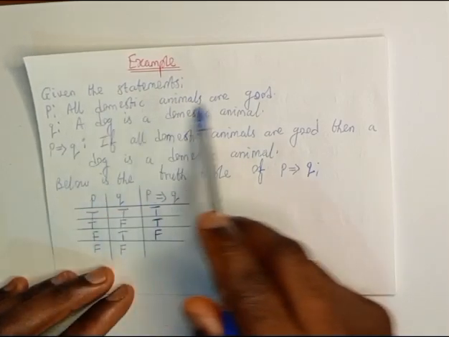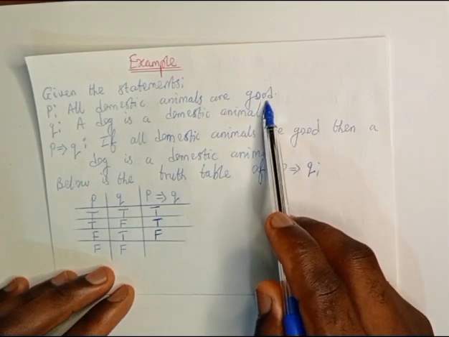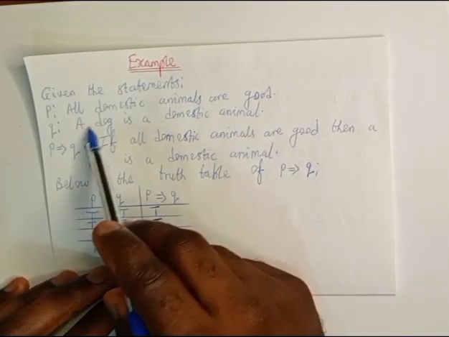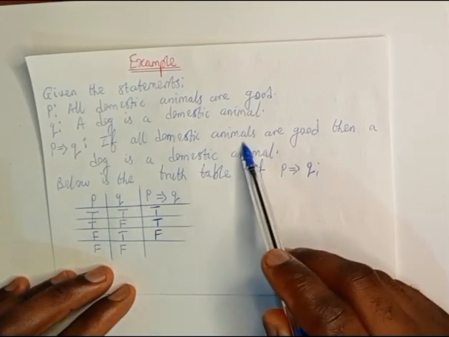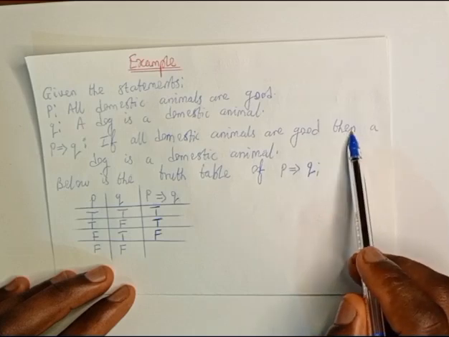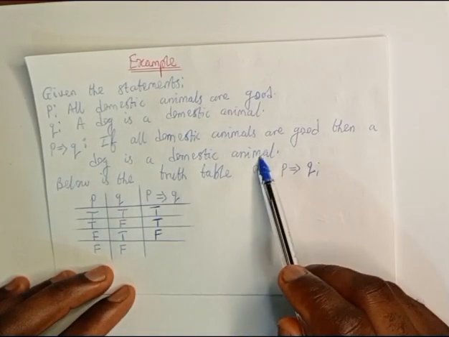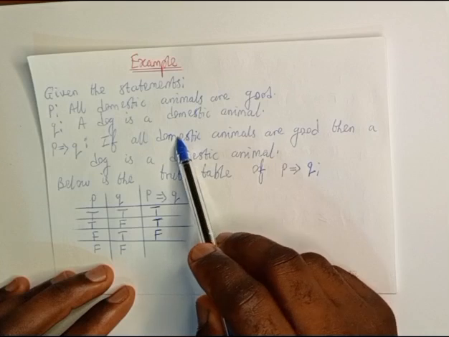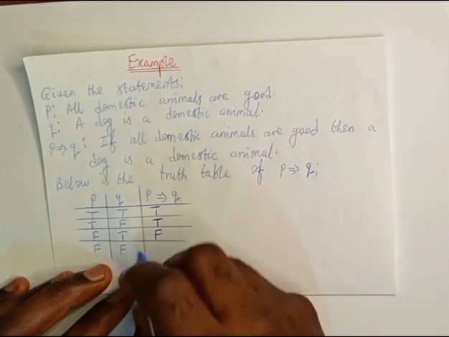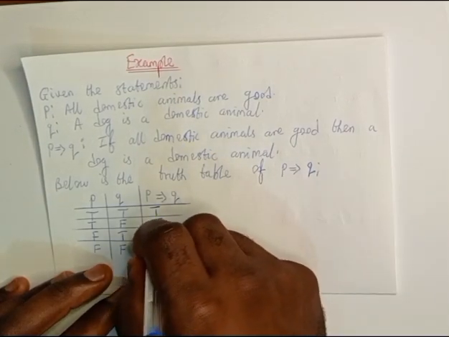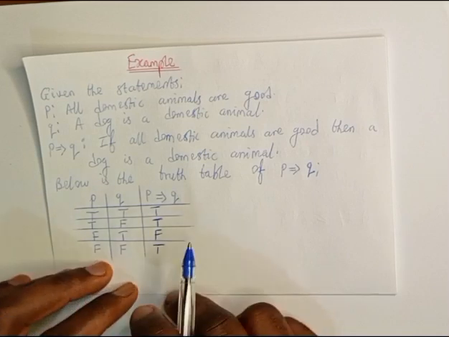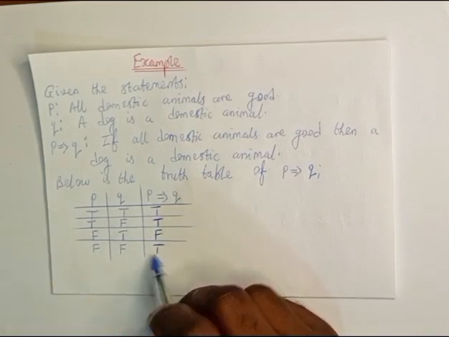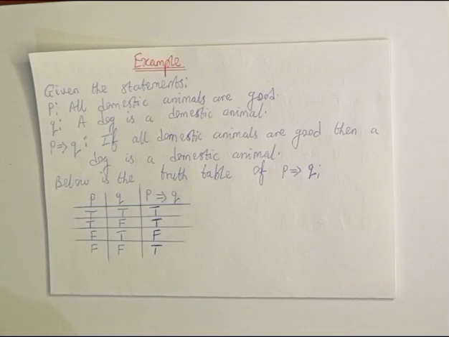The next, all domestic animals are good, the truth value is false. A dog is a domestic animal, the truth value is false. If all domestic animals are good, then a dog is a domestic animal. The hypothesis is false, the conclusion is false. It simply means the truth value of this statement is true, because a false conclusion is drawn from a false hypothesis. This is the truth table for a conditional statement.